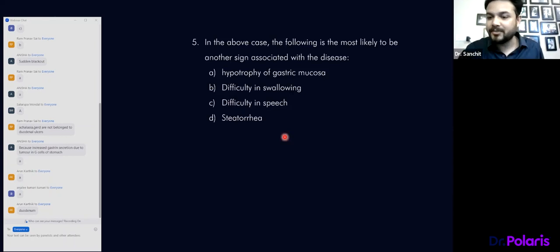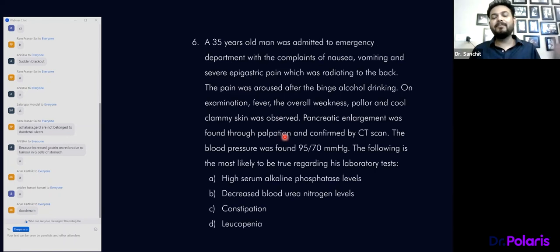Everybody clear on this one? Right, I've got a thumbs up. So I'll move on to my next case, that is my sixth case of today. These are big cases, but the whole idea is to keep you engaged. Now see, these are the scenarios where your teacher will tell you, read and tell me what the diagnosis is. Chalo, now tell me.